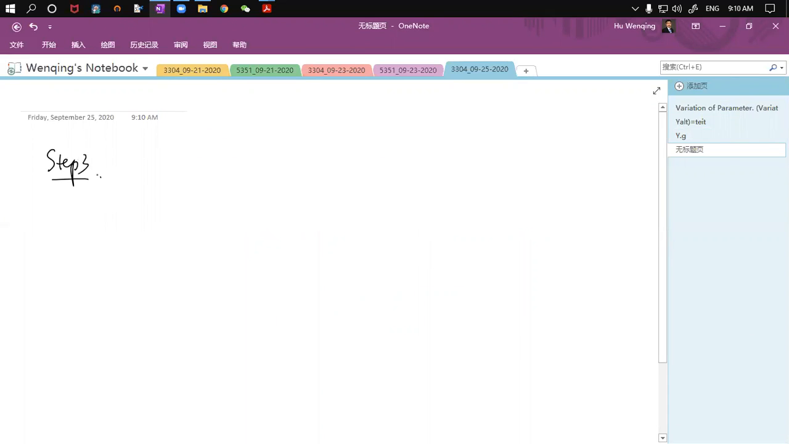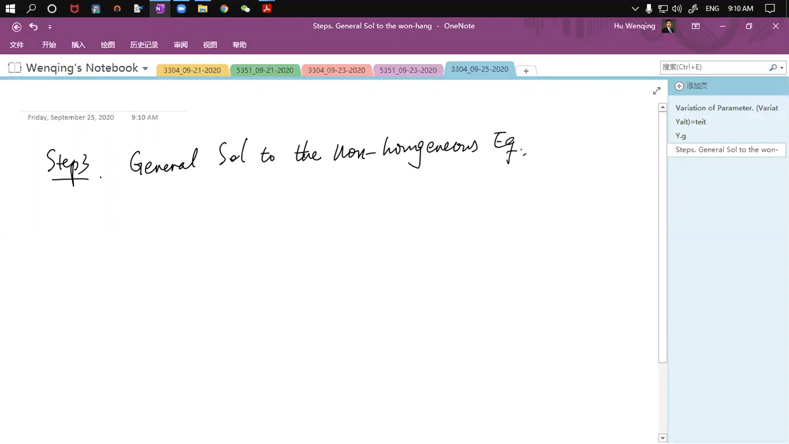Step 3 is that you're going to combine everything. So the general solution to the non-homogeneous equation is going to take the form C1 y1 of t plus C2 y2 of t, plus the particular solution to the non-homogeneous equation. That's the structure of the general solution of the non-homogeneous equation.